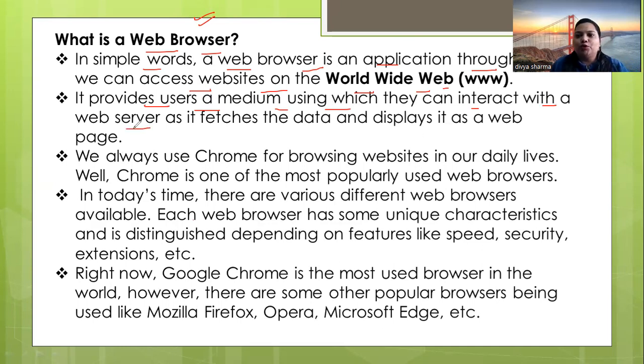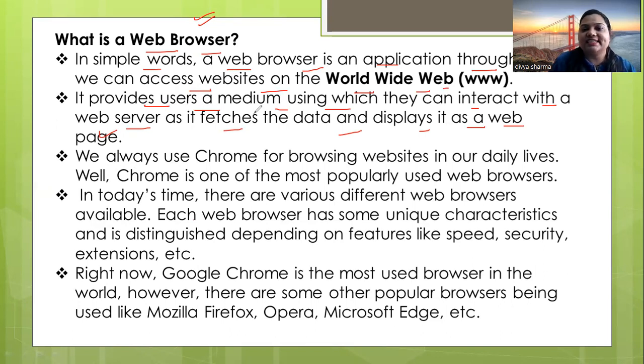If I am going to search anything on Google by using the WWW, in that case, the content which I am going to search will be rendered by the web server. So the web browser acts as a medium between the web client as well as the web server, as it fetches the data and displays it as a web page, right?